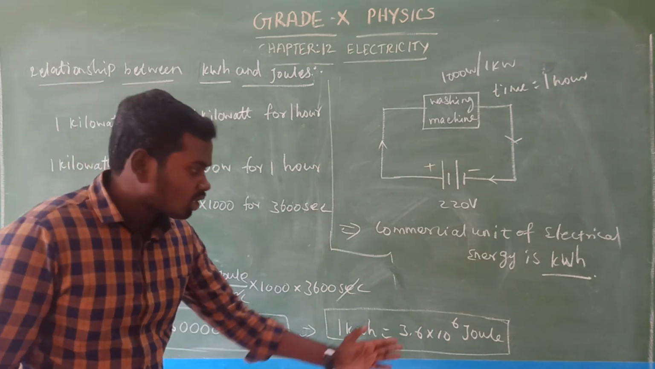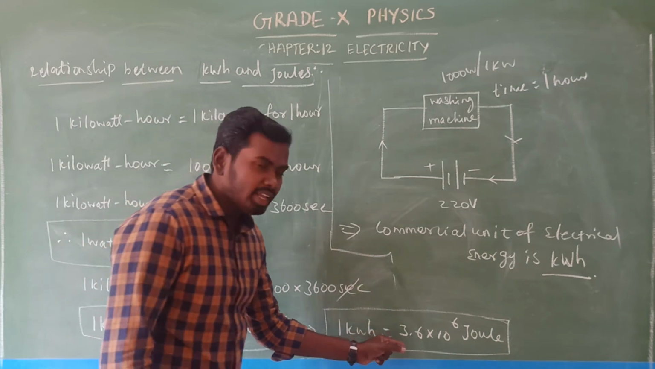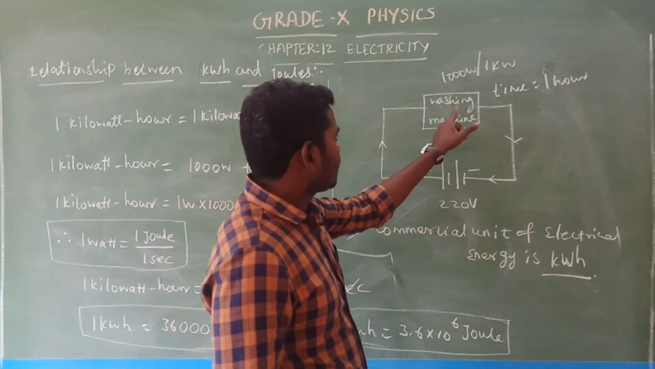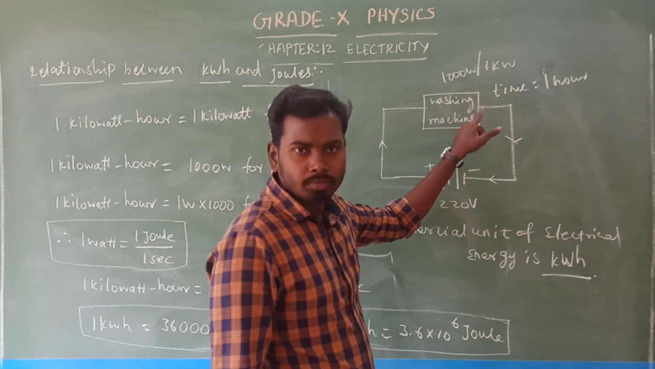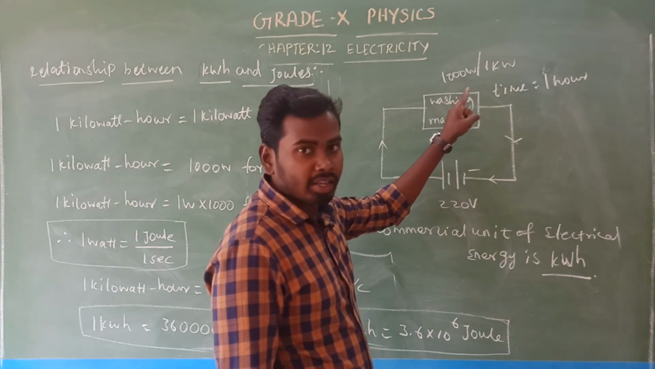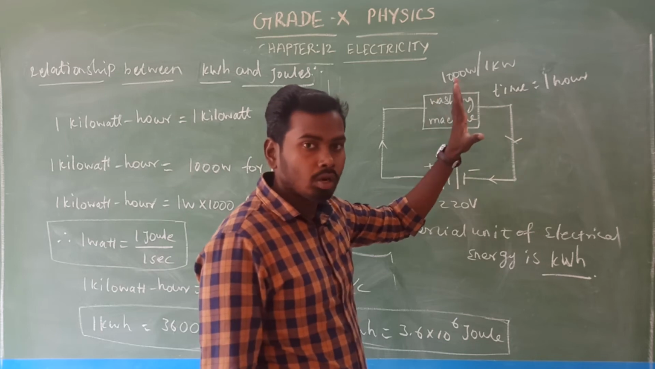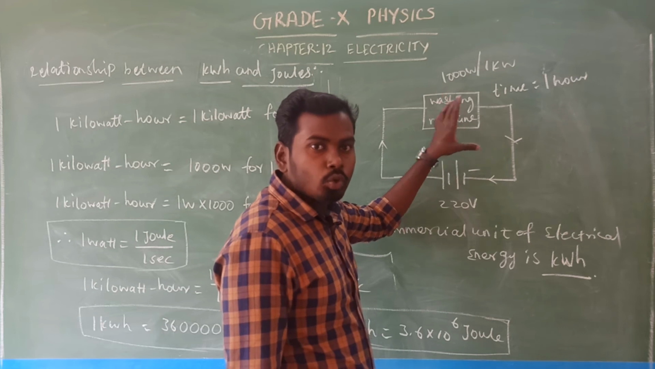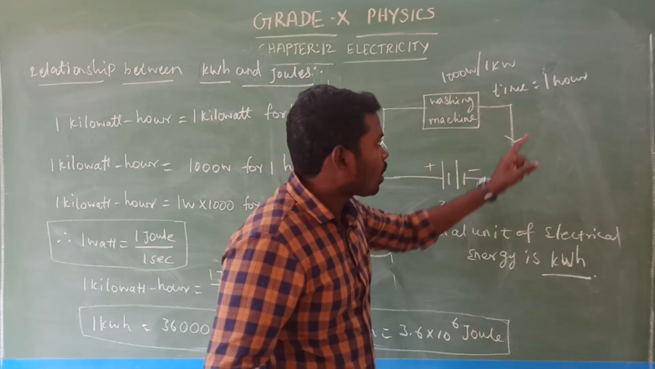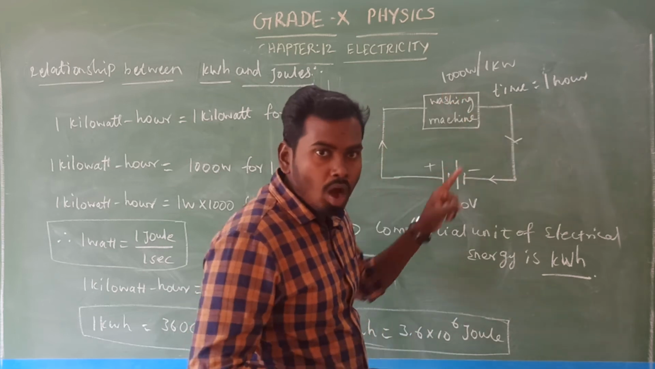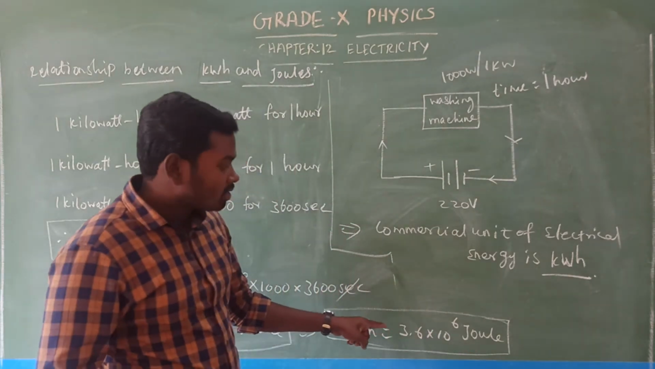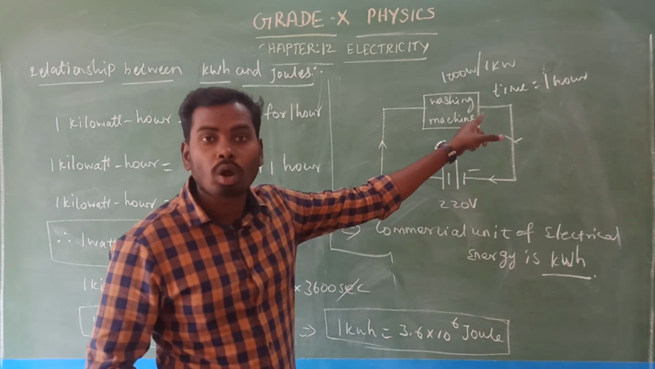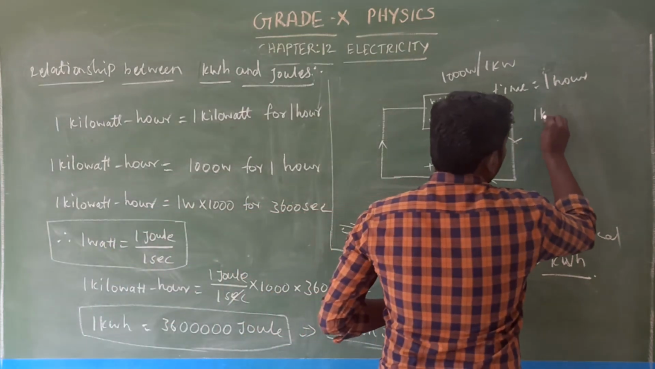Is it clear? So what is the meaning, sir? The 3.6 into 10 to the power of 6 joule, what is the meaning? Look at here, already we know the washing machine power rating is 1 kilowatt, which means 1000 watt, isn't it? Yes. So if the washing machine is used, which means functioning for 1 hour, it will consume how much amount of energy? 3.6 into 10 to the power of 6 joule amount of energy. That is equal to 1 kilowatt hour.